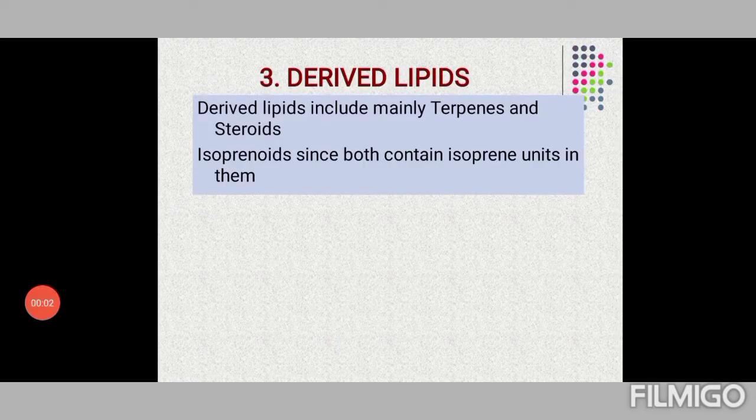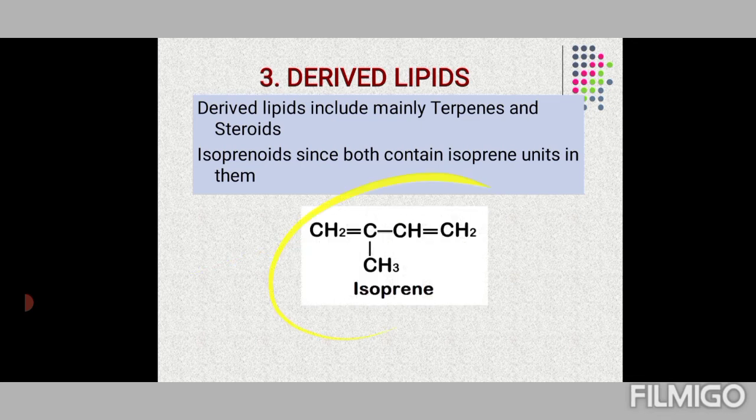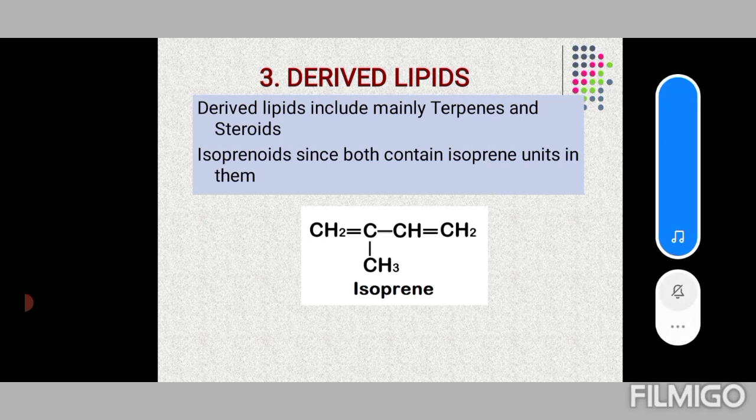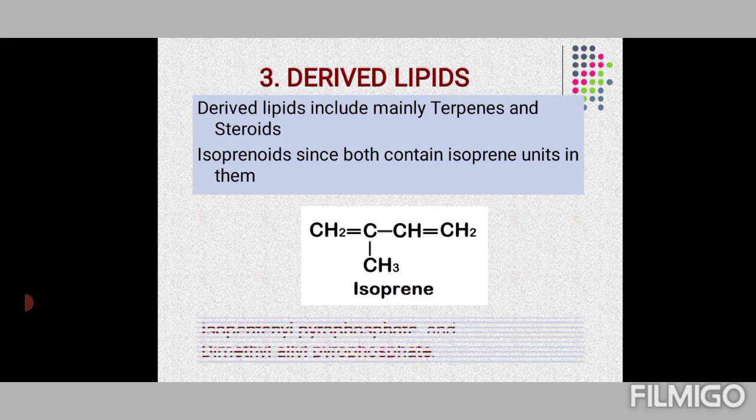Now we move on to derived lipids. Derived lipids mainly include terpenes and steroids. These terpenes and steroids are called isoprenoids because they contain isoprene units in them. This is the isoprene unit, a 5 carbon isoprene unit. But these compounds do not arise from isoprene itself, or isoprene is not a precursor of them. Instead, they are formed from precursors to isoprene units in biological systems, namely isopentenyl pyrophosphate and dimethylallyl pyrophosphate.